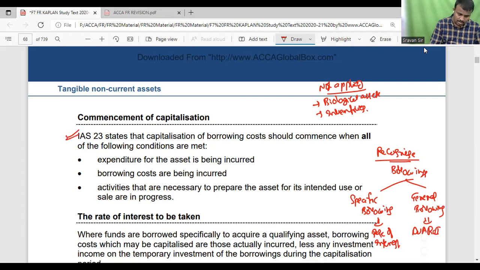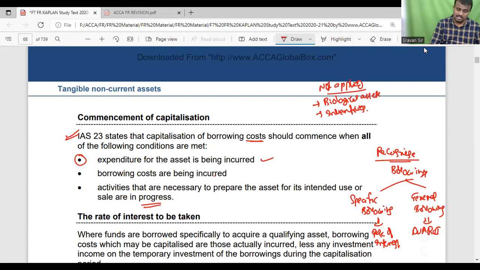IAS 23 states that capitalization of borrowing cost should commence when all the following conditions are met. The first one is that expenditure on the asset is being incurred. For example, if no interest was spent by the party during the year, no borrowing cost will be capitalized. The maximum amount capitalized is limited to the expenditure spent by the party as borrowing cost. Also, borrowing costs are being incurred and activities necessary to prepare the asset for intended use or sale are in progress.